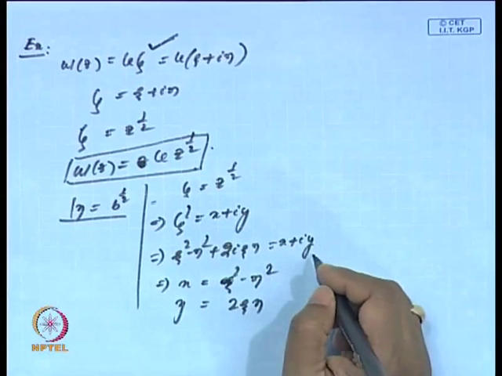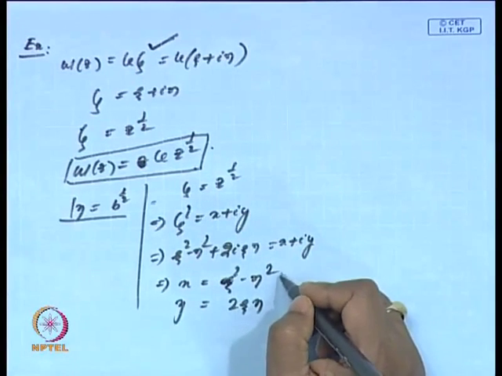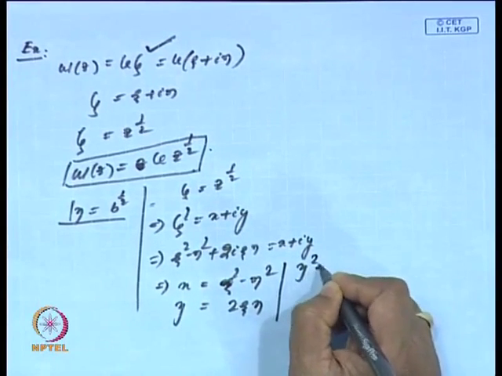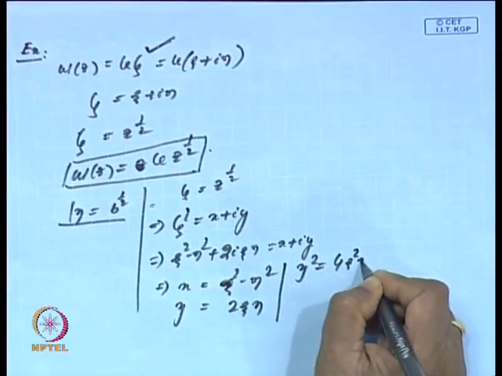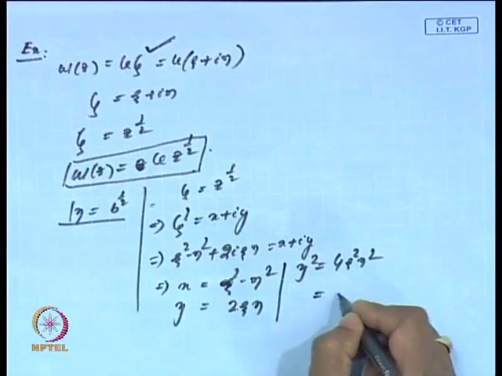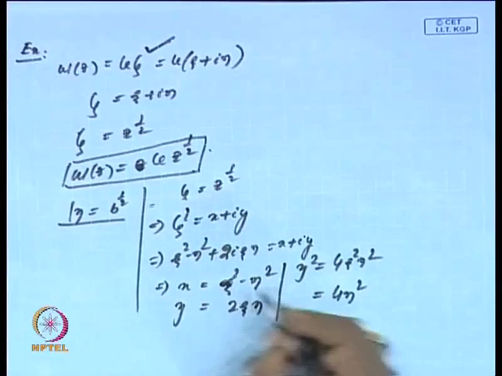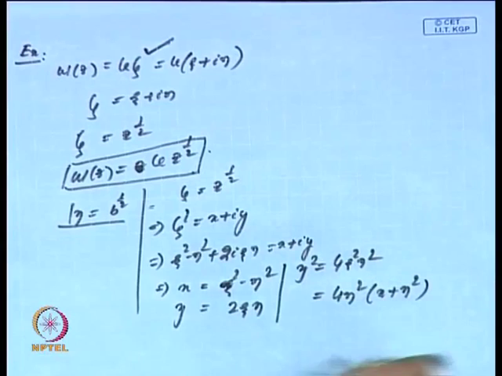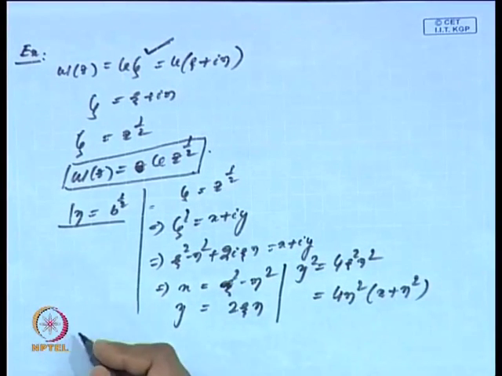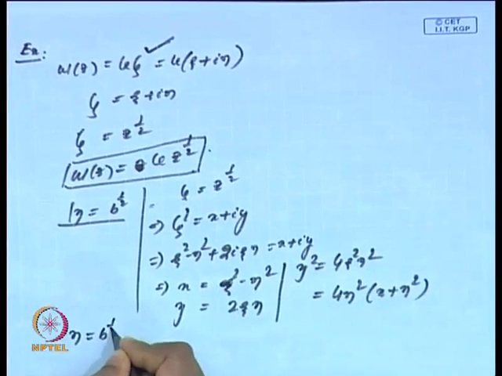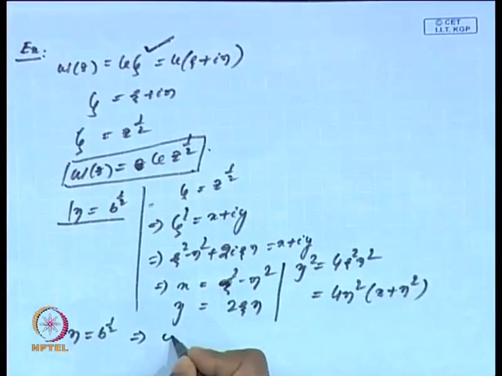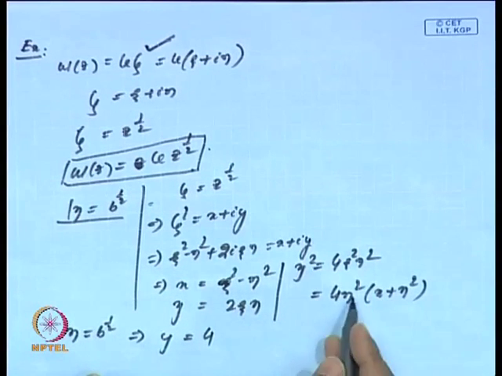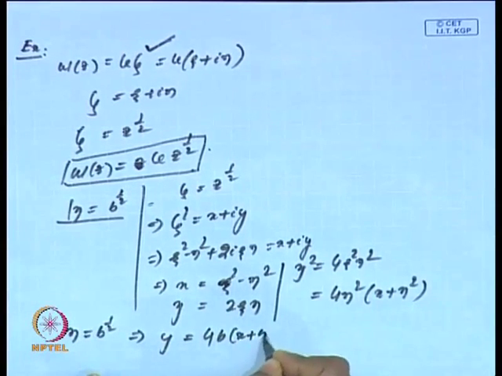So, which implies my y square is equal to 4 xi square eta square. So, I will put it as 4 eta square, and if I put xi square is equal to x plus eta square. And now, if I substitute eta is equal to b to the power half, which implies my y square is equal to 4 b into x plus b.